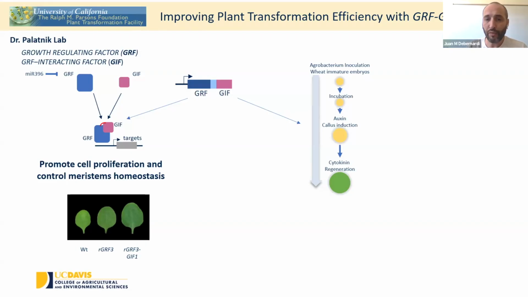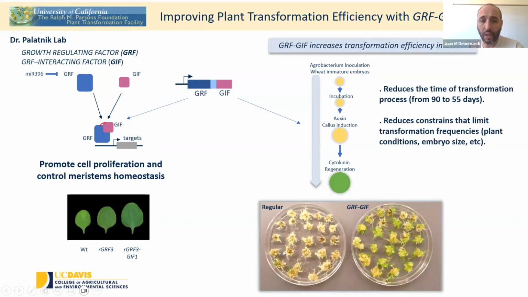And what we observed when we transformed with that vector was this. In a regular transformation, only a few embryos can produce shoots, but when we use GRF-GIF, the efficiency is almost 100%. Similar to the story with Baby Boom-Wushel in sorghum, GRF-GIF reduces the time, and also limits the constraints that affect transformation frequency, like plant conditions and embryo size. That simplifies a lot the work in our transformation facility, and also helps people that decide to establish a transformation protocol in their own lab.